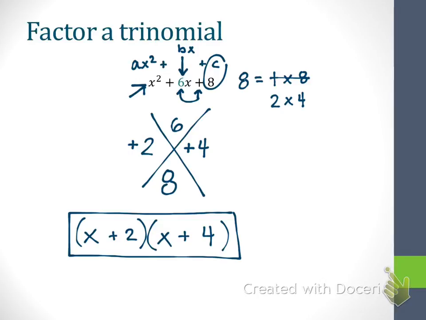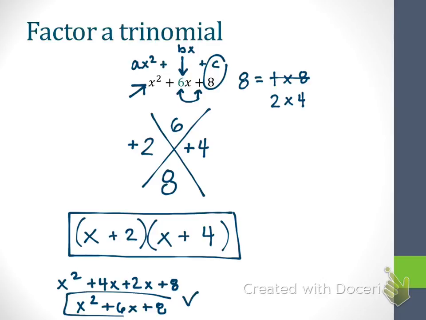All right? Now, if you ever want to check your work, all you have to do is FOIL, and you should end up with the original problem. Okay? So let's check this really quick. So x times x is x squared plus 4x plus 2x plus 8. x squared plus 6x plus 8. Does that check back to the original? Yes, it does.